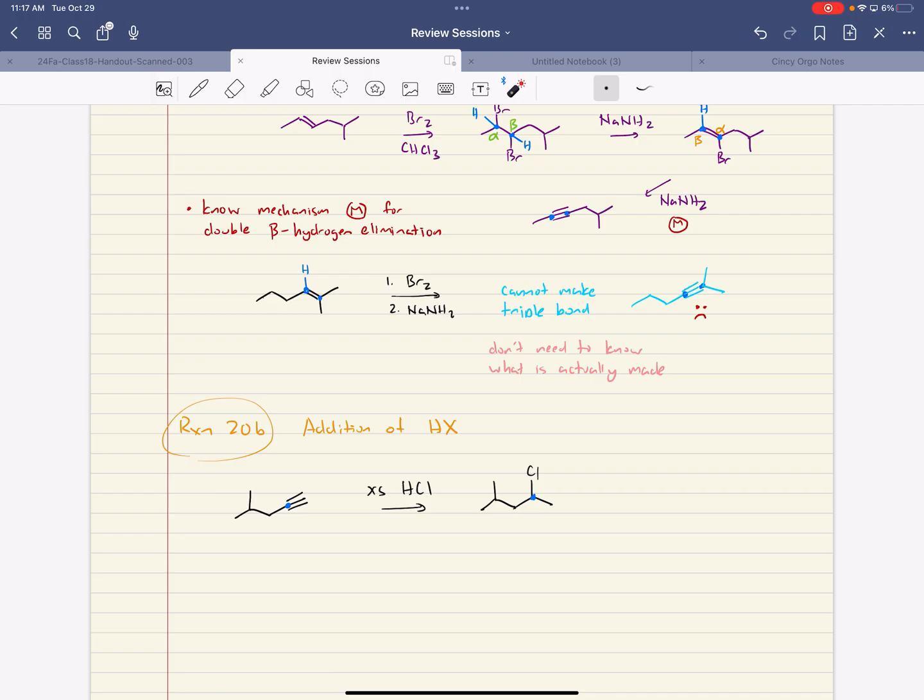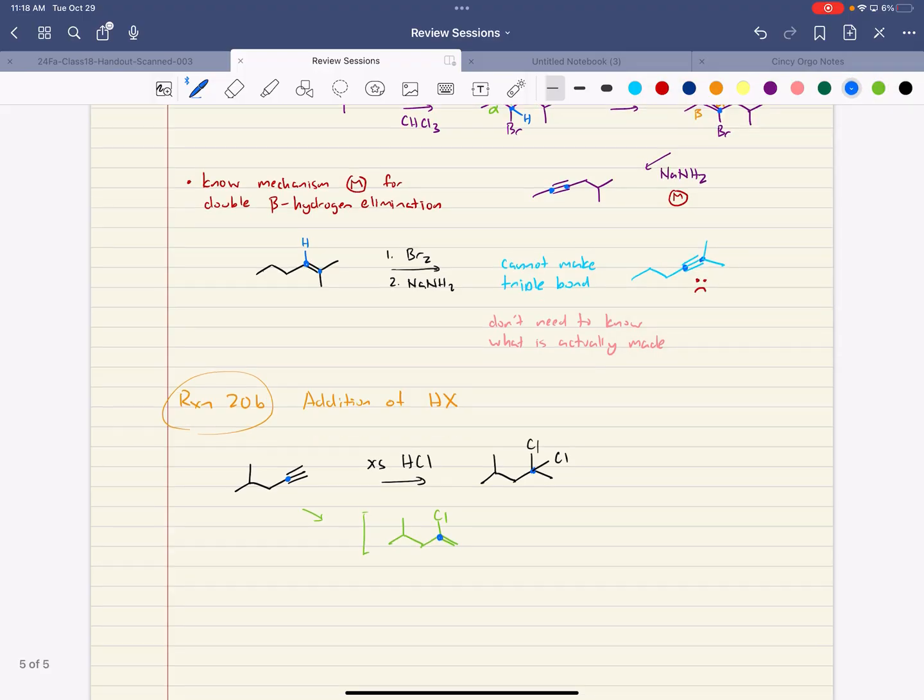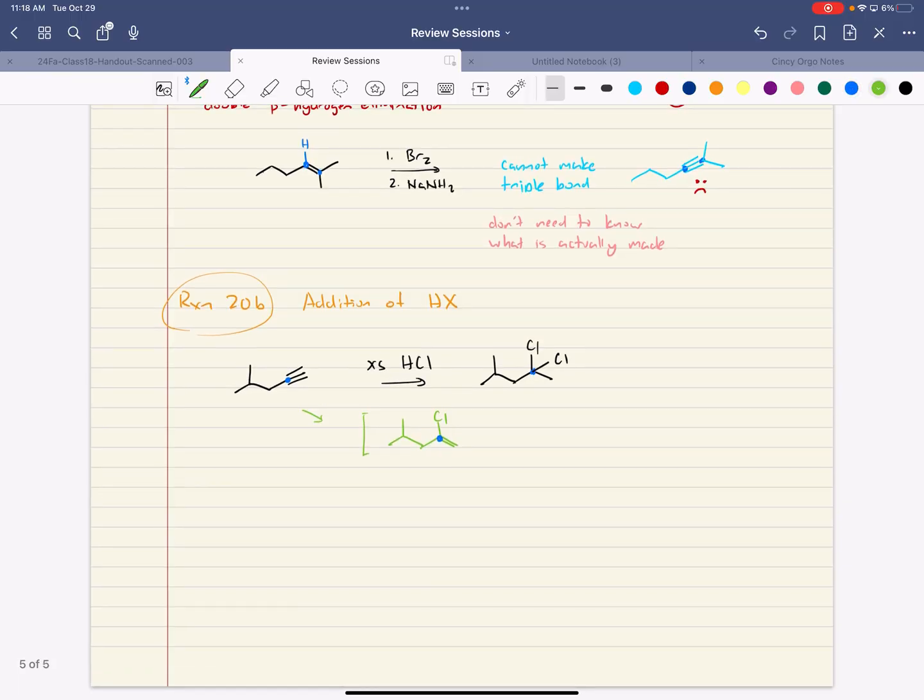Okay, let me do this a little bit more clearly. Your final product is this. Okay, your intermediate is this. Double bond, chlorine. So that's after the first addition of HCl. After the second addition, you get that. Okay. Let me do an internal alkyne.